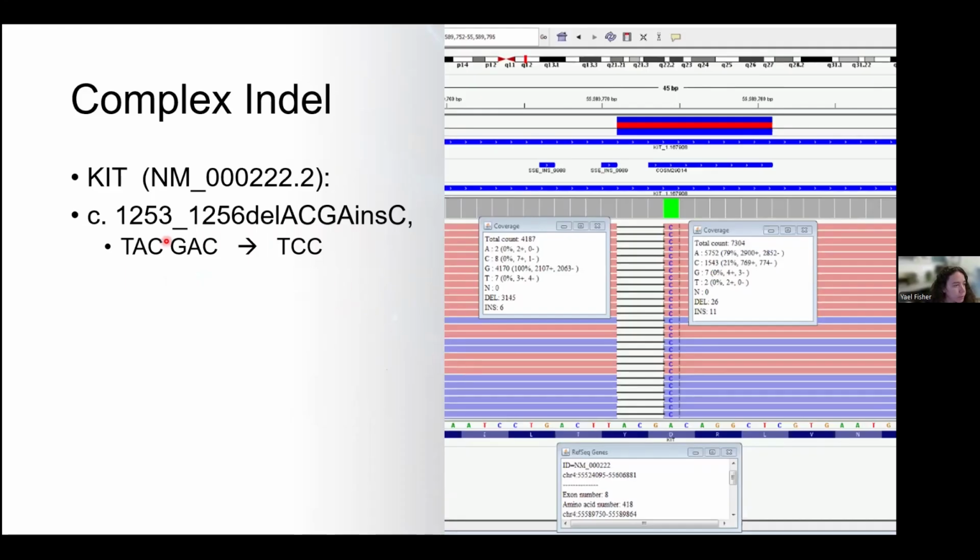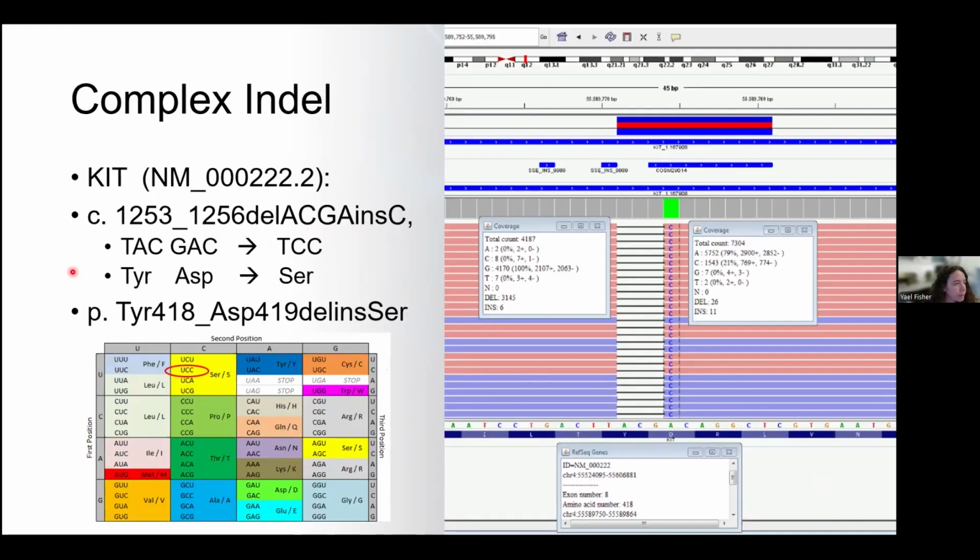Instead of having the original code that was TAC and then GAC, we have a deletion of these 3, ACG, and then a change of this A into C. So instead of encoding 2 amino acids, tyrosine and aspartate, there's a change in the coding in one codon, and it changes into only serine. Okay, so we lost one amino acid and one is changed into serine.